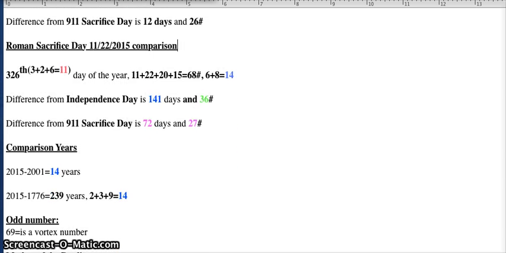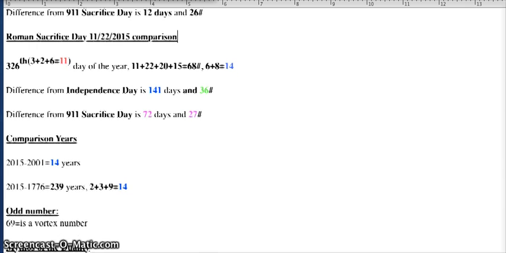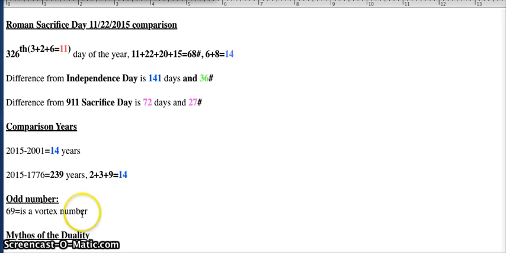Comparison years. 2015 is 14 years after 2001. 2015 minus 1776, 239 years. Even that breaks down to a 14. And as I mentioned, our odd number is 69. It's a vortex number, and I will get to the importance of that later in this as well.